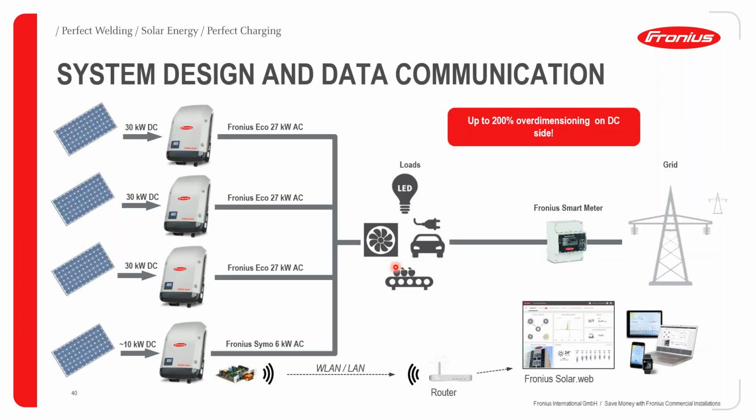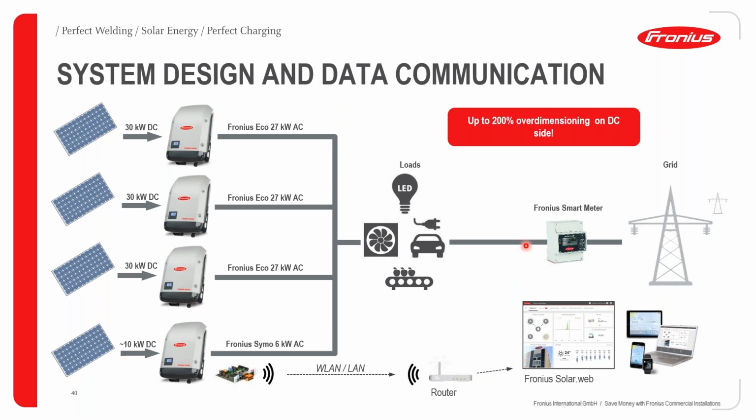Great, so this is basically a single line diagram to demonstrate how the system was implemented. On the PV side, 30 kilowatts is channeled to the respective Eco 27 inverters, and then approximately 10 kilowatts was connected to the Fronius Symo 6 inverter. And then it all changes to supply the needs of the load consumption point via a Fronius smart meter.